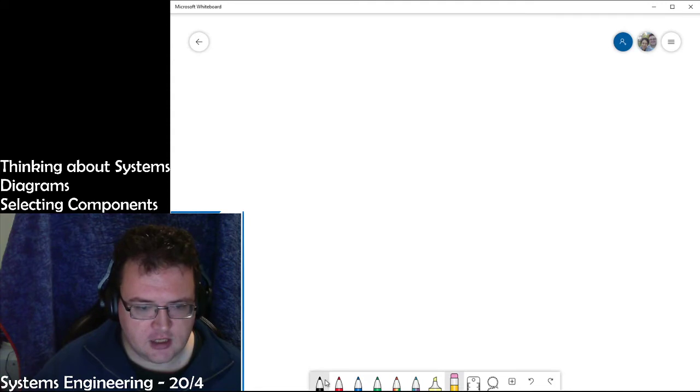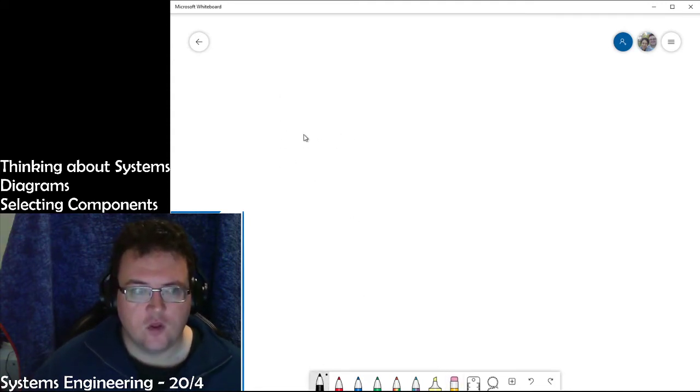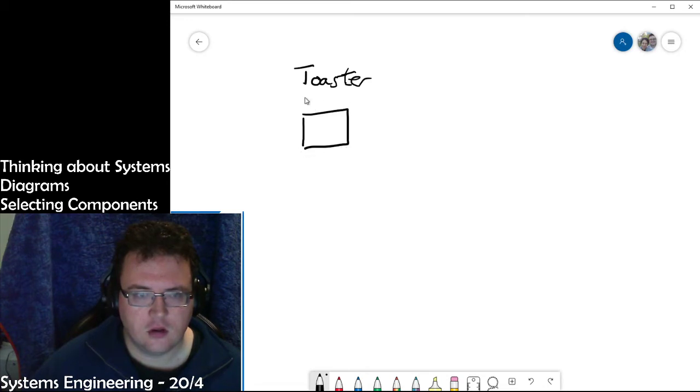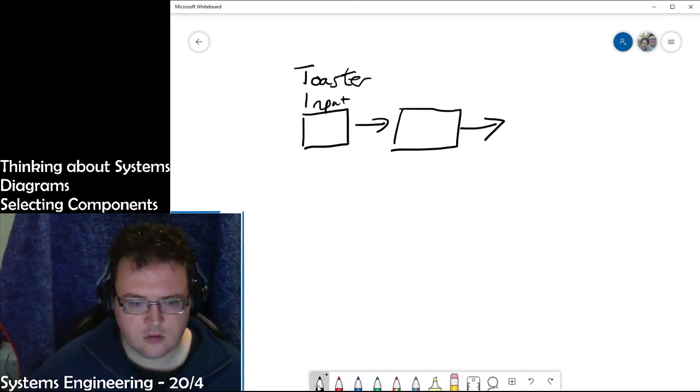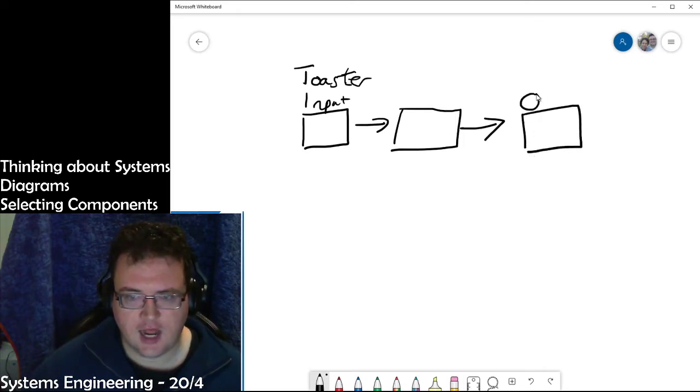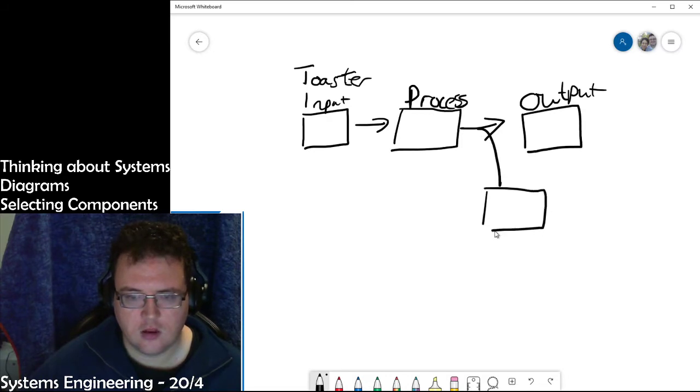further. So if I have my pen here, the goal will be to say, if I think about a toaster, and I have my input, I have something that happens in the middle here, and I have an output, and then I have something that goes in here. And then down here is my waste.